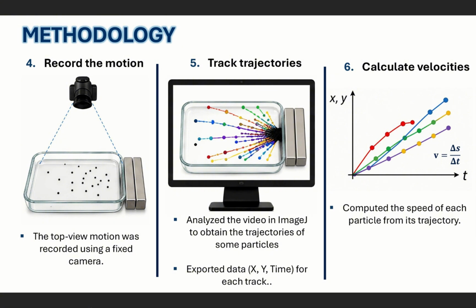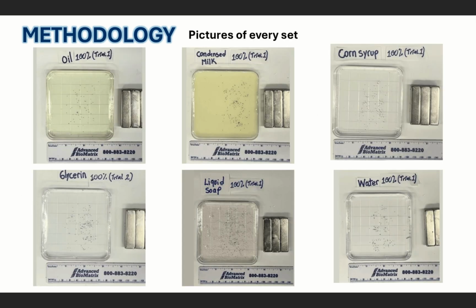These videos were then analyzed using ImageJ, where we tracked 3 particles. One is at the top, one is in the middle, and one is at the bottom to capture velocity behavior in different regions. This slide shows us photographs from the actual experiment runs, one for each fluid tested.